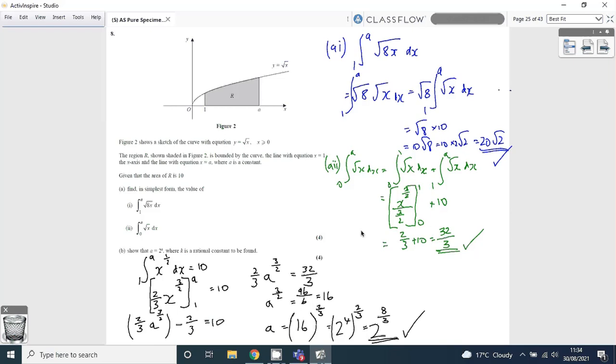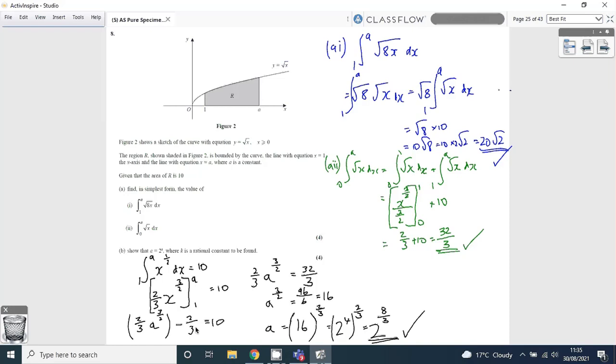Now for part B, we need to work out what a is. Now we know that the area under the graph between 1 and a is 10. So that's our starting position. When we integrate x to the half between 1 and a, we get 10. So integrating this, we add 1 to the power, divide by the new power, we get this. Substituting in a, we get 2/3 a to the 3 over 2. And substituting in 1, we get 2/3. So that gives us this line here.